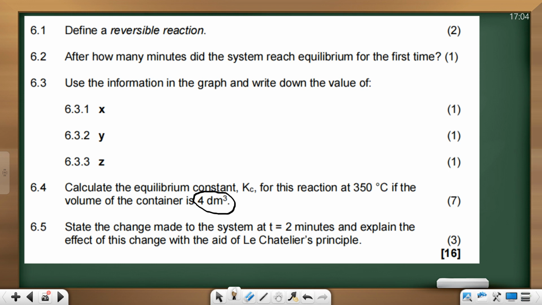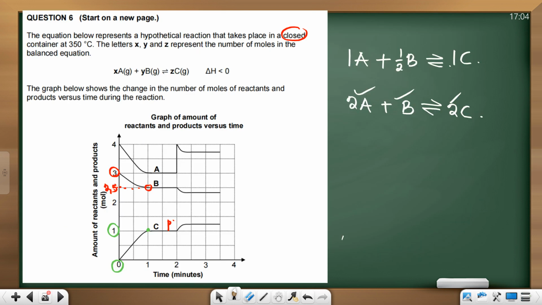State the change that was made to the system at 2 minutes and explain the effect of this change with the aid of Le Chatelier's principle. All right, at 2 minutes. Now, what do we notice at 2 minutes?